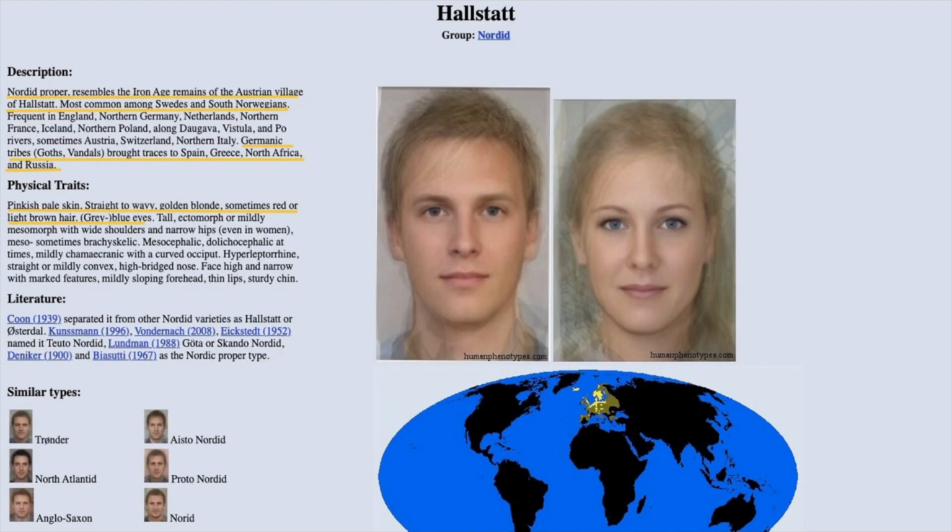And then you have the Hallstatt Nordid proper, which resembles the Iron Age remains of the Austrian village of Hallstatt, most common among Swedes and South Norwegians. Germanic tribes, Goths, Vandals brought traces to Spain, Greece, North Africa, and Russia. Pinkish pale skin, straight to wavy golden blonde, sometimes red or light brown hair, and gray-blue eyes.